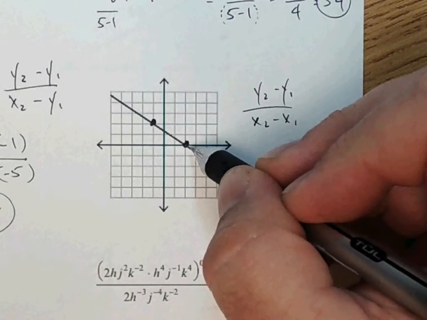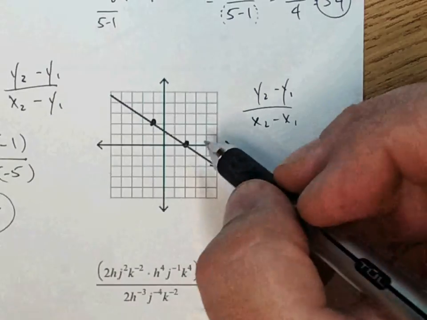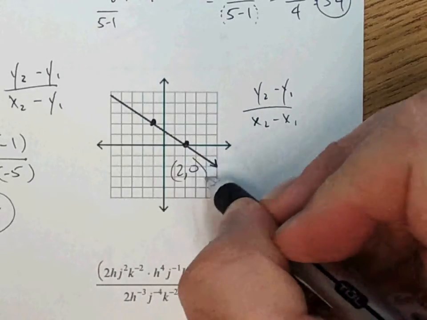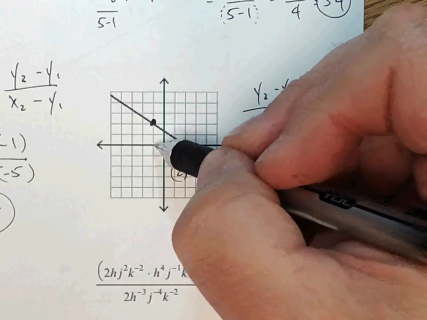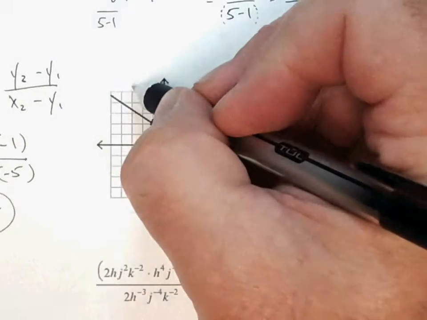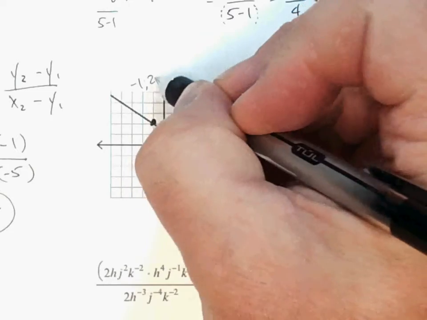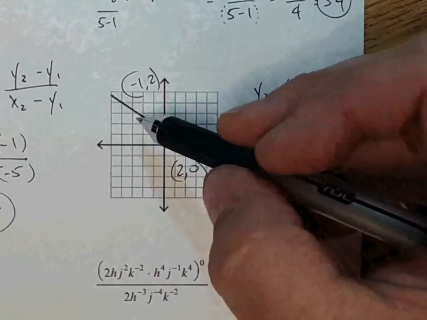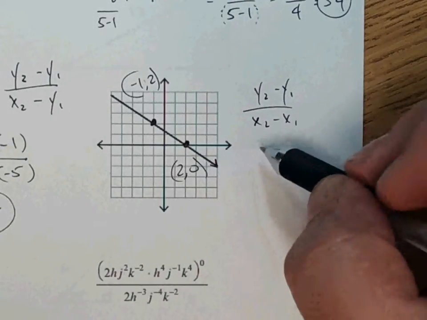And so if we find these two ordered pairs, the first one is at x equals negative 1 and y equals 2, and the other point is right here, 2, 0. So our second point is this lower one now. So the second y is 0.